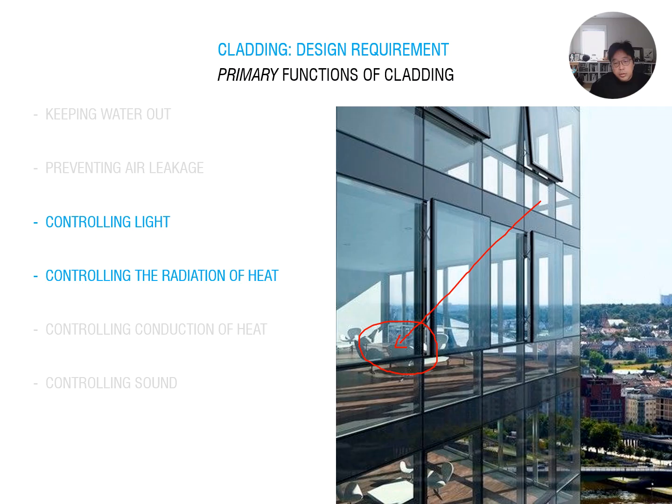Another primary function of cladding is controlling the radiation of heat. Interior surfaces can cause discomfort due to radiant heat transfer during the summertime. In this case, it needs a shading device. We already talked about this shading device in Tuesday's lecture. And also thermal insulation.